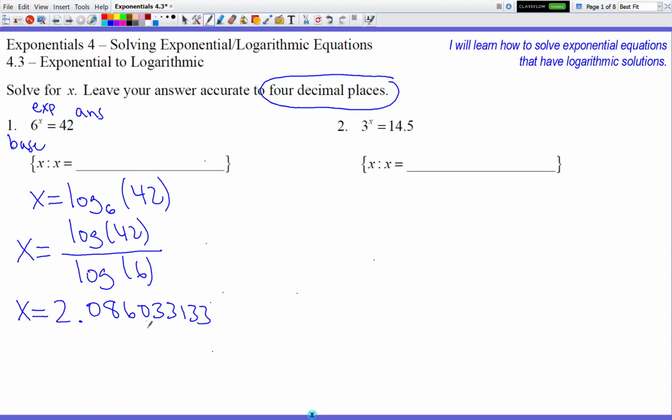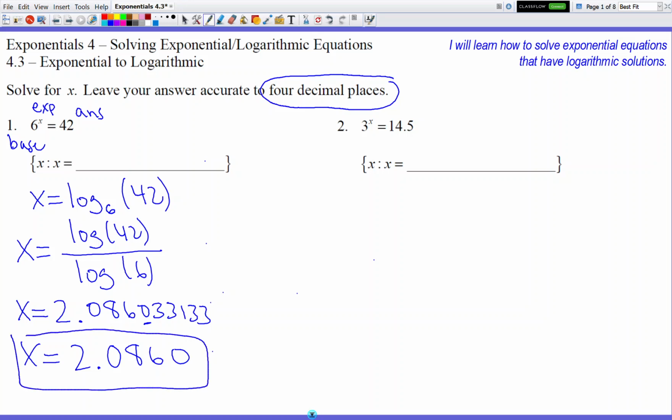So who's currently sitting in the 4th spot? 0 is. So 0 looks at 3 and says, 3, do I stay a 0, or do I turn into a 1? Here's how you can remember how to round. If the 5th number, the one right after the one that you want to round, is 0, 1, 2, 3, 4, you stay the same number. If it's 5, 6, 7, 8, 9, you turn it into the next number higher. Since my 5th number is a 3, the 0 is going to stay a 0, so you write your answer as x equals 2.0860. And that's it. This problem's done.